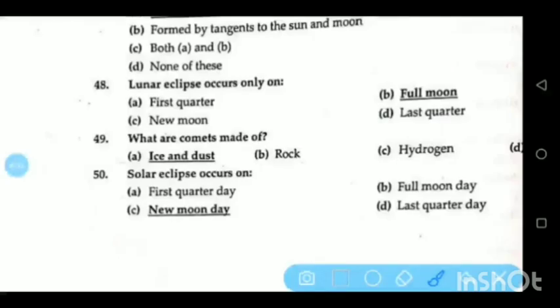Lunar eclipse occurs only on full moon. What are comets made of? Ice and dust. Solar eclipse occurs on new moon day.